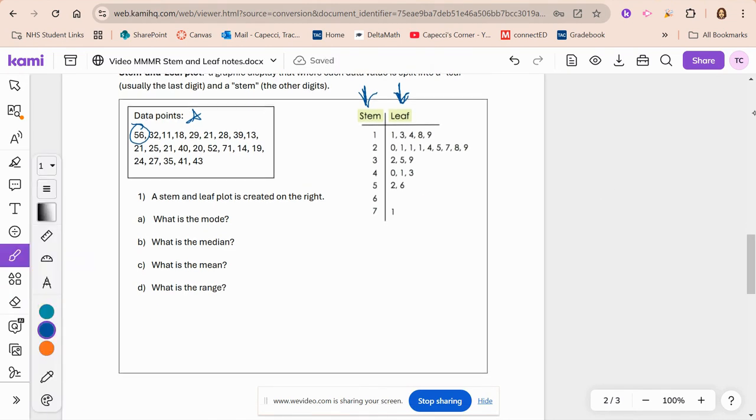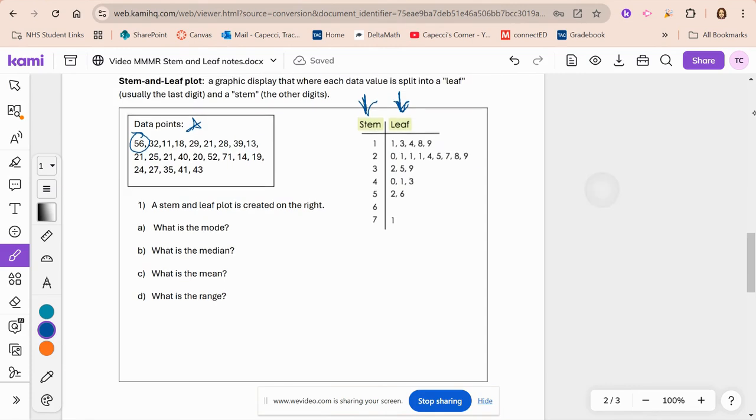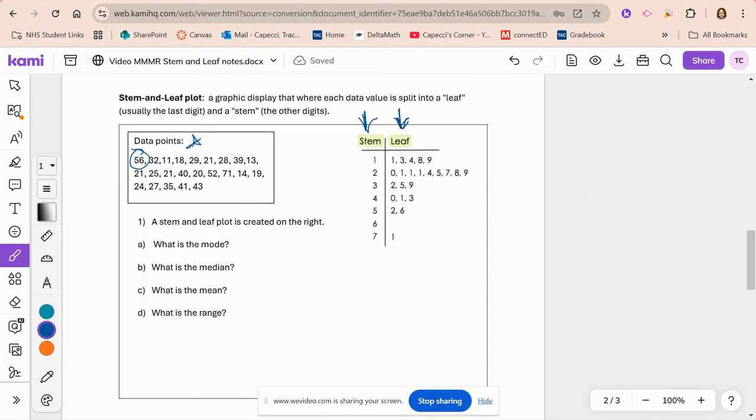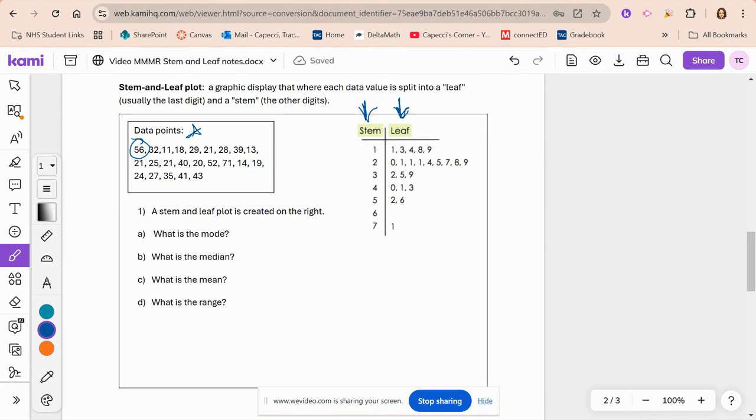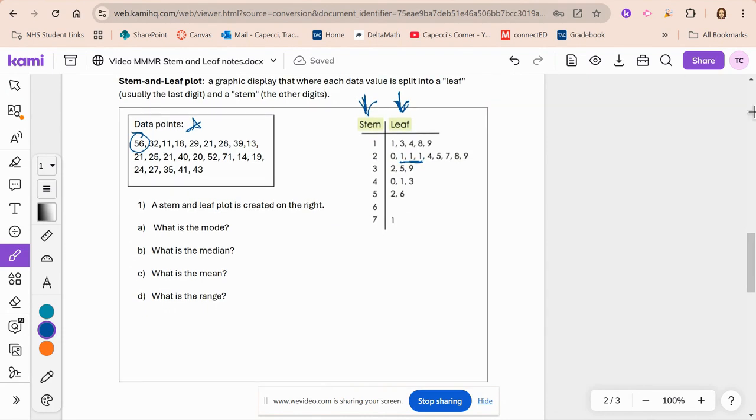Okay, so let's take a look. It says a stem and leaf plot is created. What's the mode? That is the value that is there the most often, which, the way it's displayed, you can kind of see is the number that's there the most often. So it's 21.